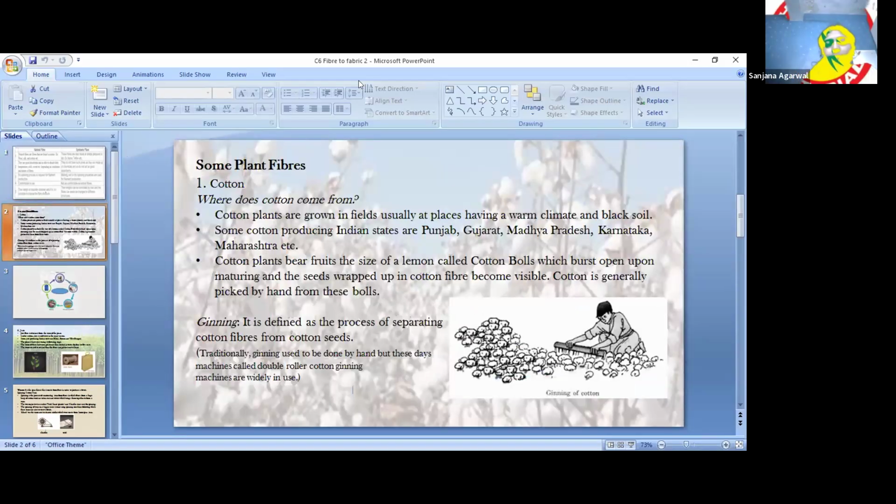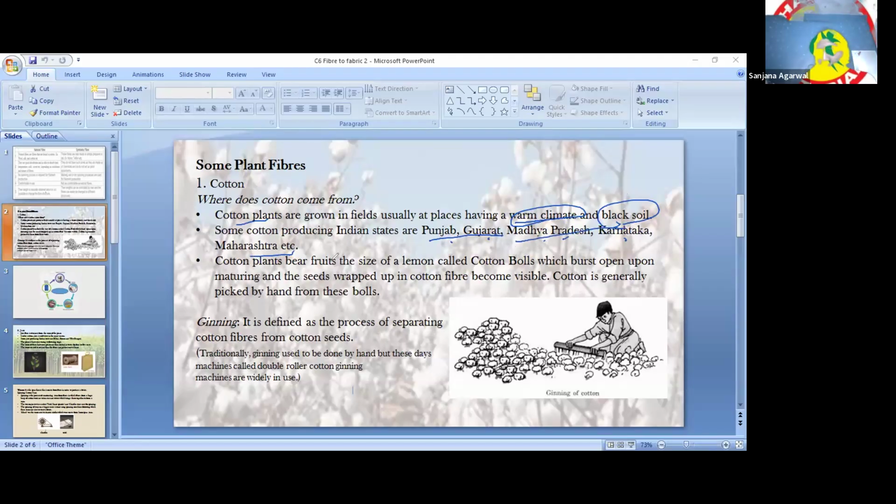Some plant fibers, the topmost, the common, and very important, where does it come from? You just remember one thing: the cotton plant always requires warm climate and black soil, which is easily and majorly found in the North region, Punjab, West region, Gujarat, then Madhya Pradesh, Karnataka, Maharashtra, etc. So these are the main producers of cotton.